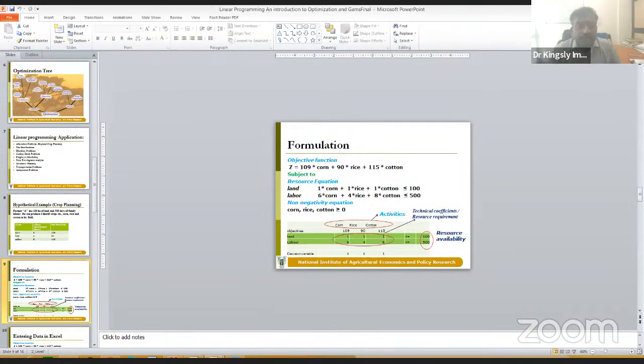Then comes the non-negativity constraint. We cannot allocate area in negative. That means our area allocation should be either 0 or positive. It can never be negative.